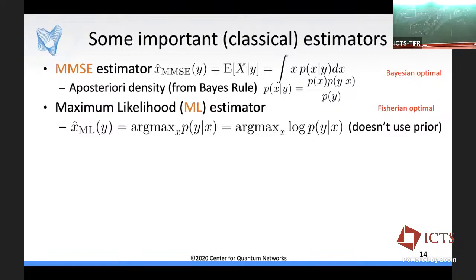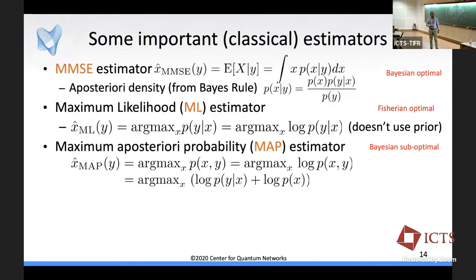And here, the maximum likelihood estimator is simply picking the value of X for which the likelihood function is the highest. For Bayesian estimation theory, there is also a much easier estimator that people often use because this integral is sometimes hard to calculate for the MMSE estimator. What if I use the P of X information? For Bayesian, you have to somehow use the information about the prior, right? So what you can do is, just like the maximum likelihood estimator, you pick the value of X for which the probability distribution is highest, but instead of picking the value of X for which P of Y given X is the highest, you pick the value of X for which the joint distribution is the highest. And this is called the MAP estimator, or the maximum a posteriori probability estimator.